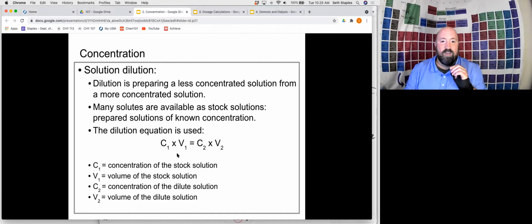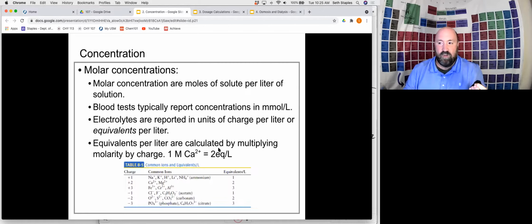And so we use this dilution equation here. C1 times V1 equals C2 times V2, where C1 equals the concentration of our stock solution, whatever we're starting from. V1 would equal how much of that we want to use. C2 equals the concentration of our dilute solution. V2 equals the volume of our dilute solution.